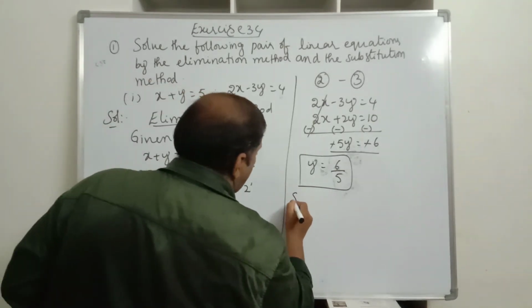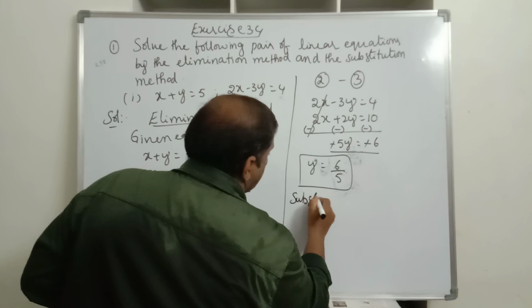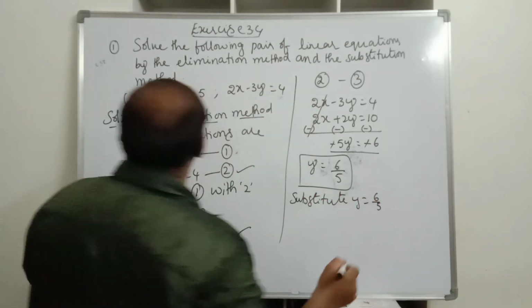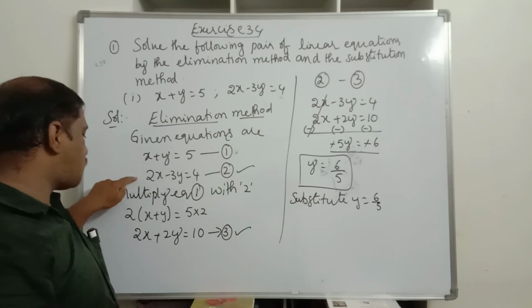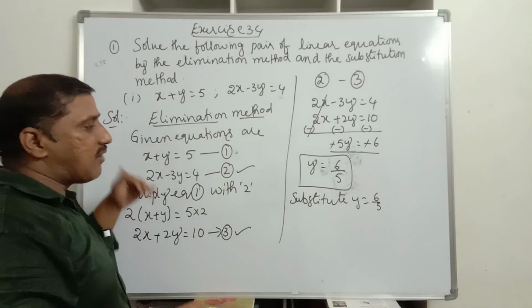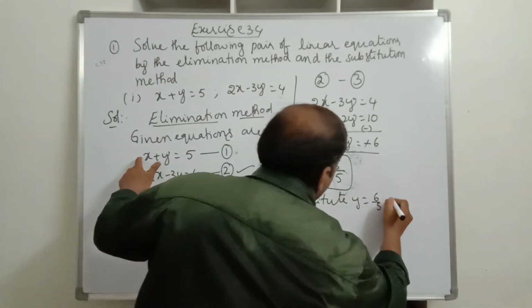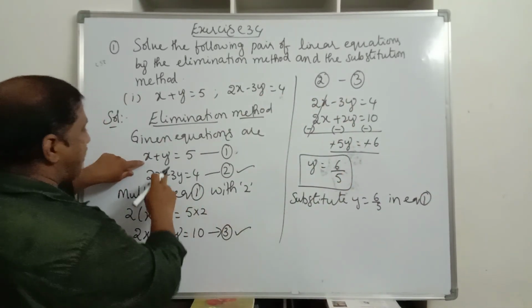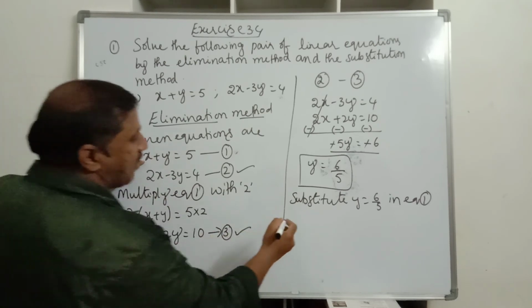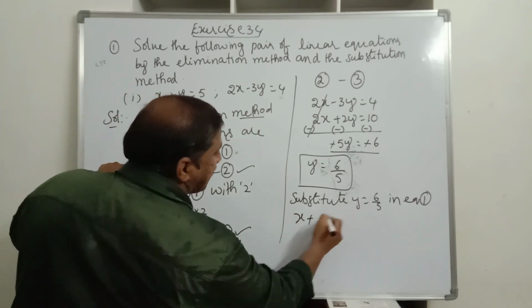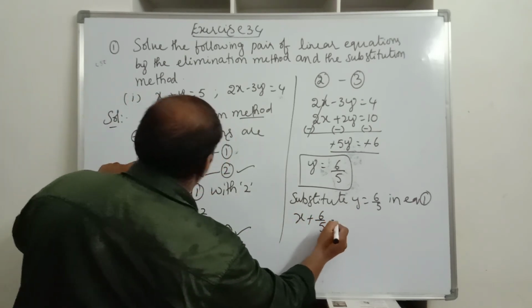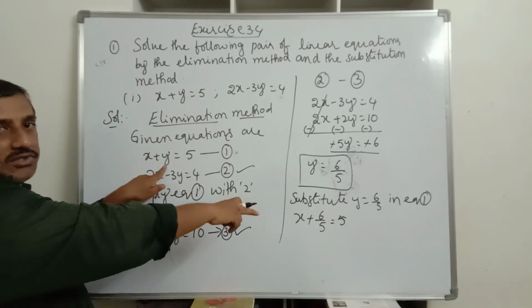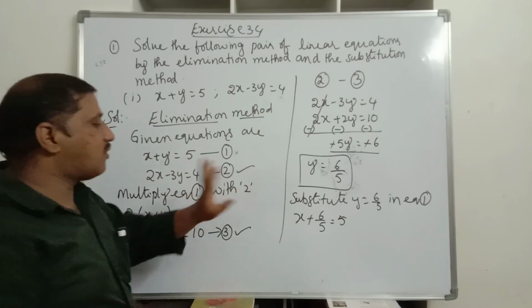To find x, substitute y equals 6/5 either in equation 1 or in equation 2 or in equation 3, so that we can find the x value. I am substituting in equation 1. Therefore, what is equation 1? x plus y equals 5. So x plus y equals 6/5 plus x, that is equal to 5.